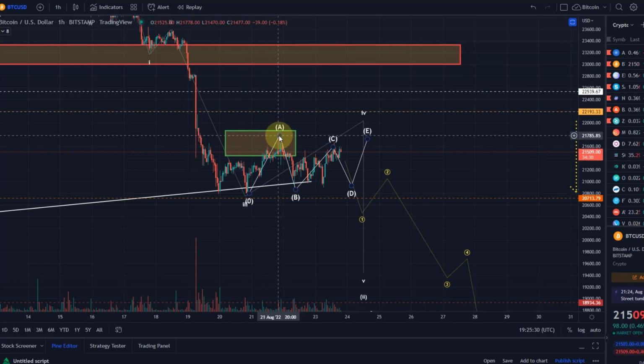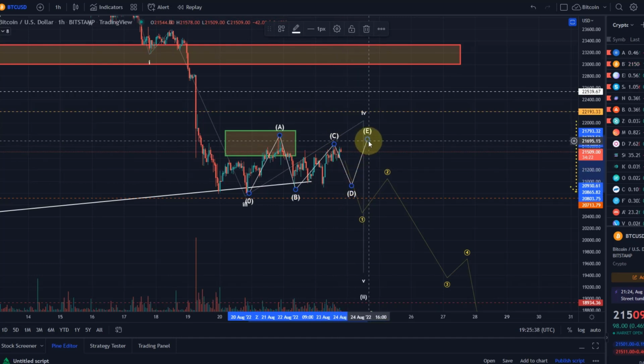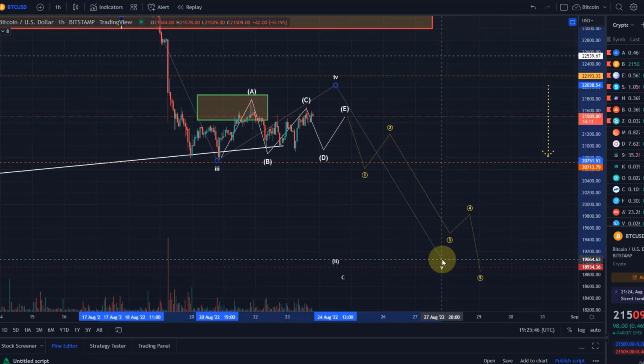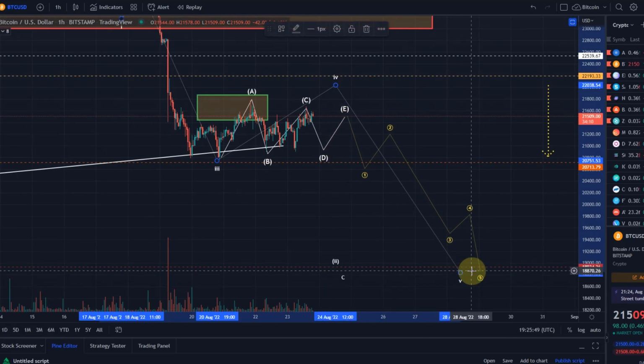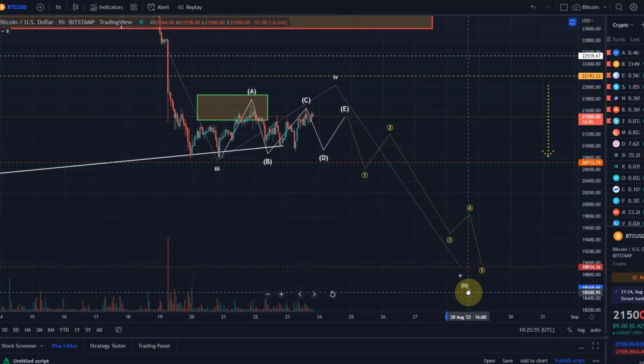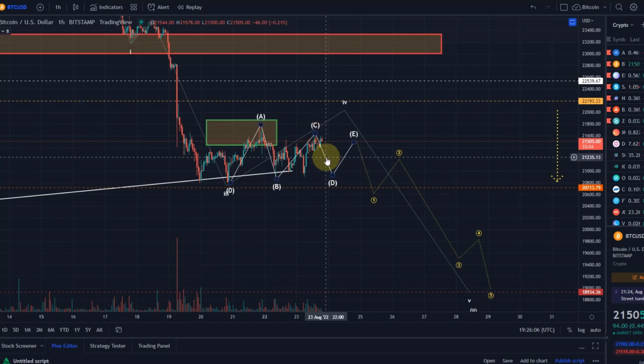As long as we stay below that level, this triangle pattern is valid, because then we can count it as an A, B. We might now be in the wave C. There will be a wave D down and the wave E up that should not exceed the high of the wave C. If that happens, then you would expect the 5-wave move in this last wave down to follow after the wave E, and move down to the opposite side of the wave E. Now, which of these patterns is working out, I don't know, but they both lead to a very similar outcome.